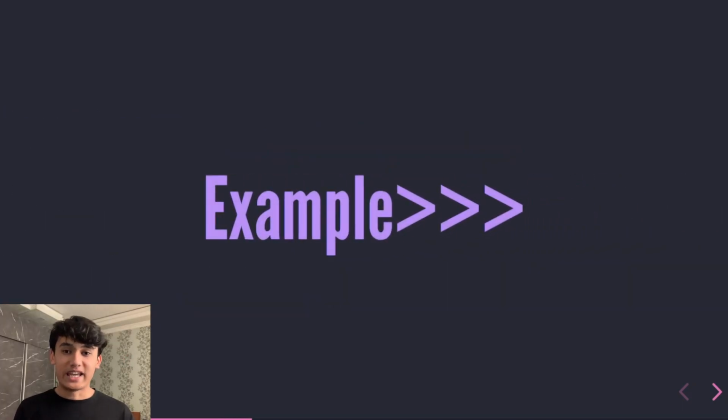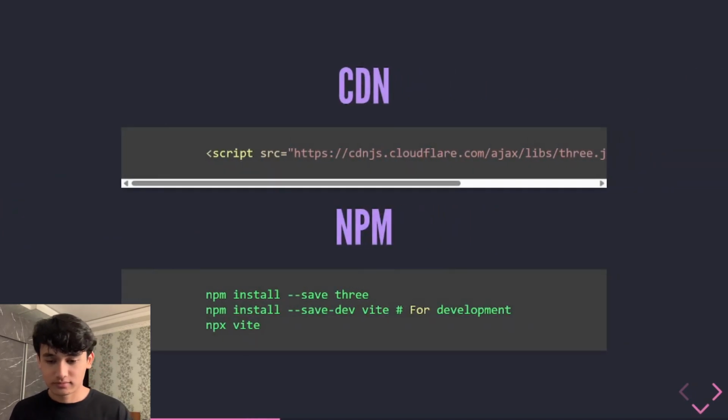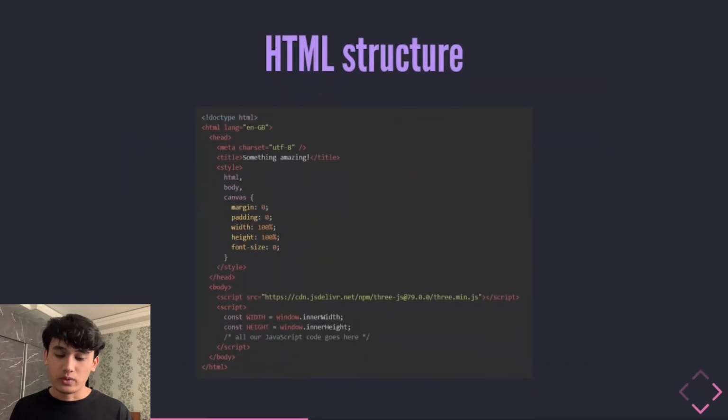So let's make a real example. We are going to make a dodecahedron. You don't know what it is? You'll know soon. We have two ways to use ThreeJS: via CDN or NPM. We are going to use CDN for now.